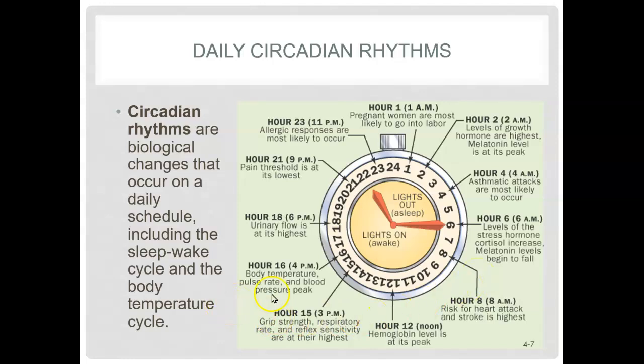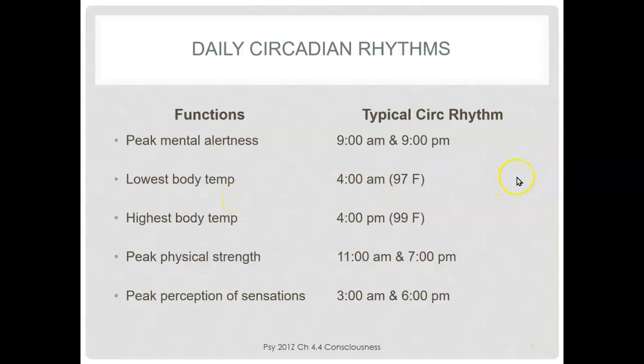Our body temperature fluctuates throughout the day. Blood pressure fluctuates throughout the day. Pain threshold is at its lowest at 9 p.m. And I've got some more. Peak mental alertness, 9 a.m. and 9 p.m. Peak perception of sensations, 3 a.m. and 6 p.m. Ask yourself why 3 a.m. would be a time of peak perception of sensations.